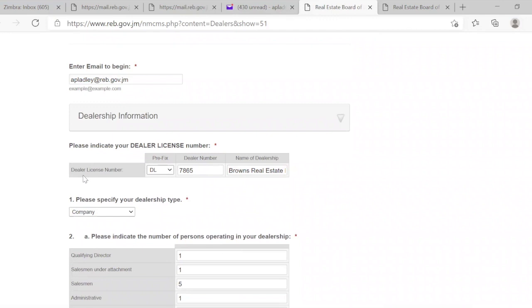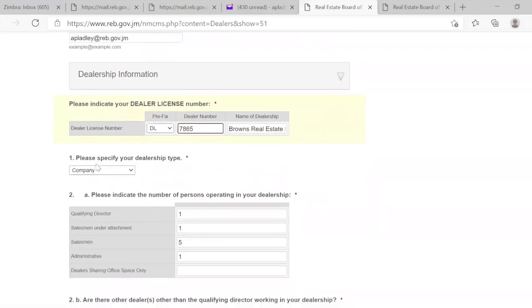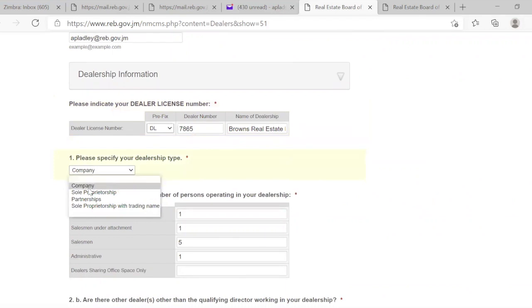So for example, it asks for the dealer license number. Once you click here, it allows you to select DL, and then you put in your dealer number, then the name of your dealership. If you're operating a limited liability company, then you can put in a company name here. If you're a standalone dealer, then you put your name there, right? Here, it says, please specify your dealership type. Then you'll select whether it is a company, a sole proprietorship, a partnership, or a sole proprietorship with trading name, right? So you select the appropriate one here.